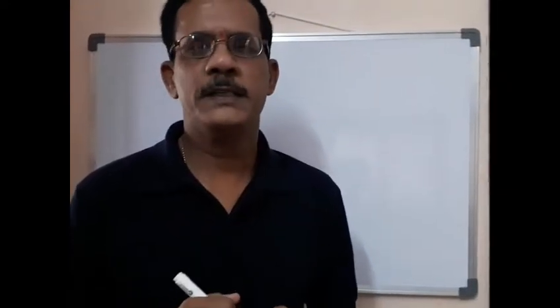Today we are doing problems in the real numbers chapter. In this chapter we have the first topic, Euclid's division lemma; second topic, the fundamental theorem of arithmetic; third topic, irrational numbers; and the fourth one, representation of real numbers in decimal form. So let us see the first topic, Euclid's division lemma.